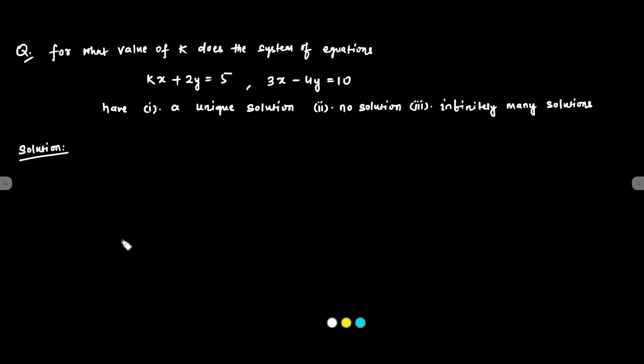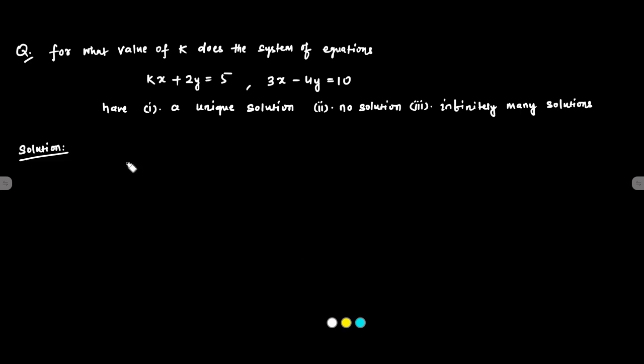So here is another question on conditions for solvability of linear equations in two variables. It is given, for what value of k does the system of equations given by kx plus 2y equal to 5 and 3x minus 4y equal to 10 have a unique solution, no solution and infinitely many solutions, 3 bits.